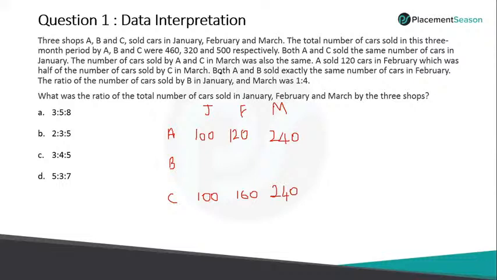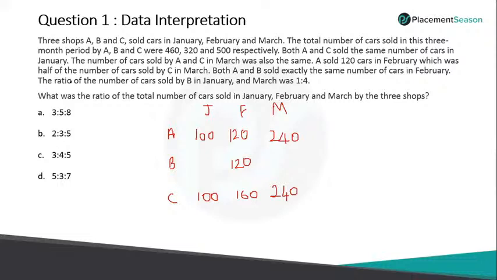Okay, now we'll come here. Where we left, we have to read from here. Both A and B sold exactly the same number of cars in February. A and B in February should be the same. So if it is 120 here, here also it should be 120. So we have only two blank spaces.